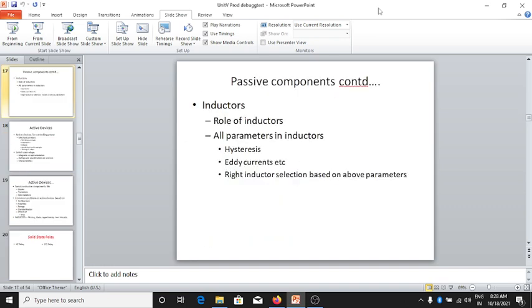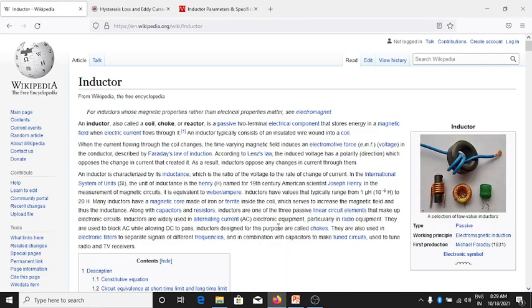Good afternoon, all. Today we are going to start our next lecture in the electronic product design subject. In the last lecture we covered the passive components like resistors and capacitors, and now next is the inductor. For inductors, we have to see the role of inductors and all the parameters like hysteresis, eddy current, etc. And also how to select the right inductor based on which parameters. Clear? Now we will start with the first part, the introduction.